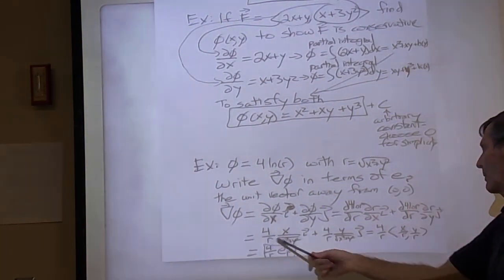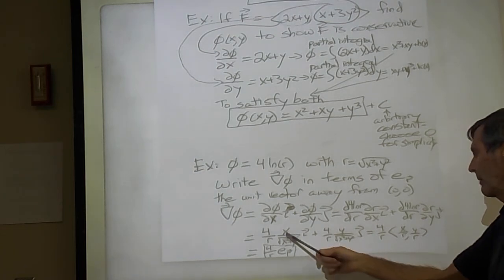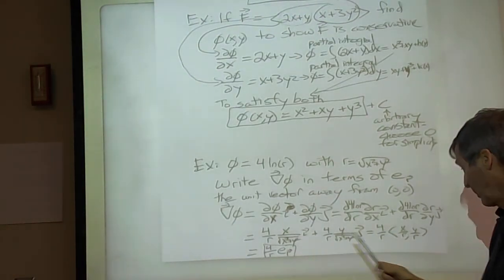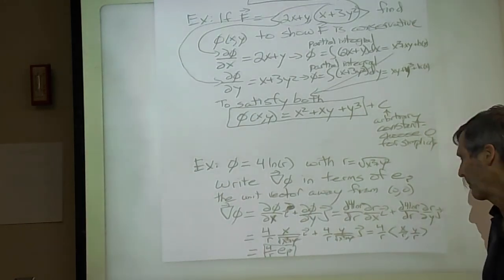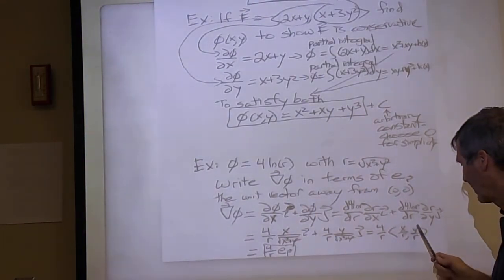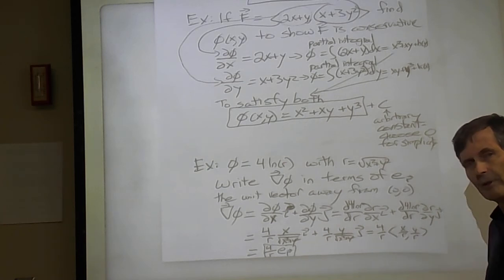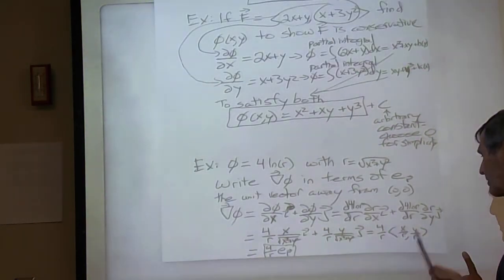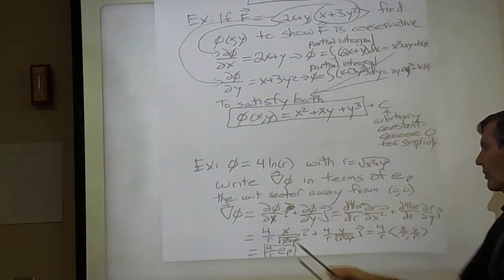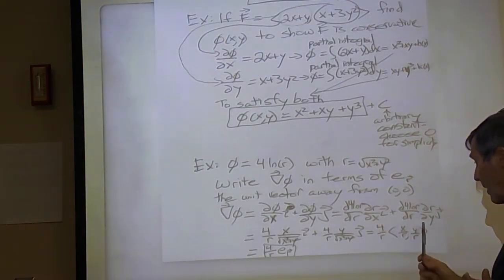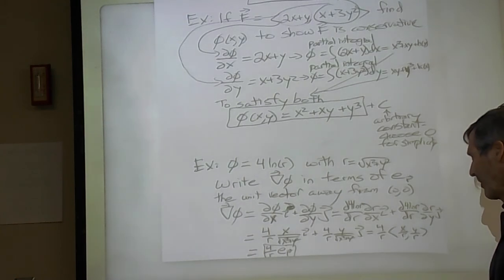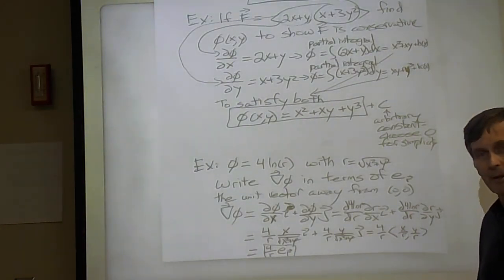So we get 4 over r times the vector x over r, y over r, since the square root of x squared plus y squared is r. And now you notice something from the first example: x over r, y over r is a unit vector, e_r, pointing away from the origin. So the gradient is actually equal to 4 over r times e_r, the unit vector away from the origin. Try that one for the homework. Go have a nice weekend.